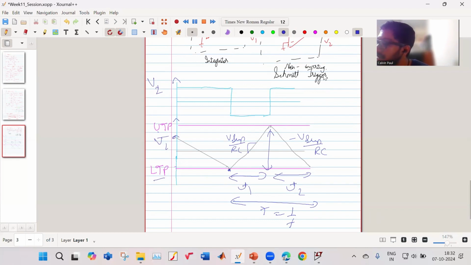And this triangular wave will have an amplitude. What will be the amplitude of your triangular wave? It will be upper trigger point minus lower trigger point. Or your amplitude actually is your upper trigger point, because it is symmetrical around zero. And what is the amplitude of this? It is your plus V supply, the amplitude of your Schmitt trigger.